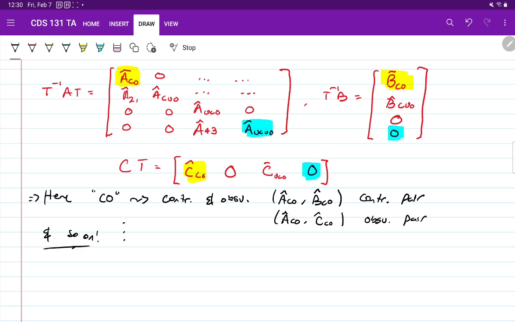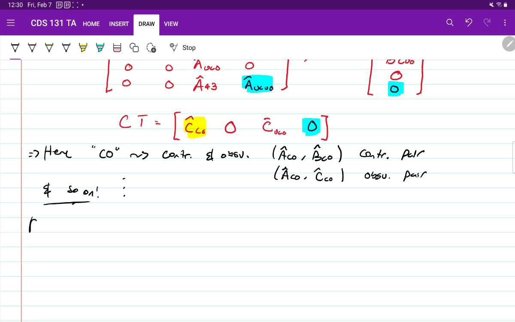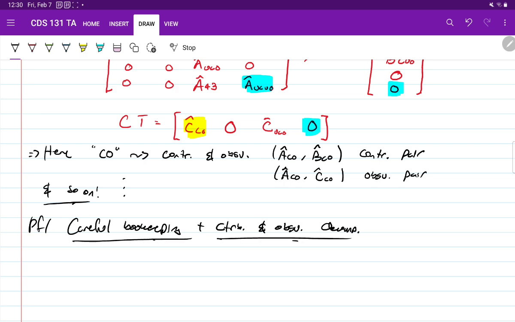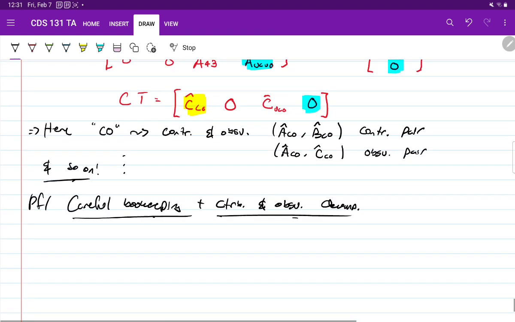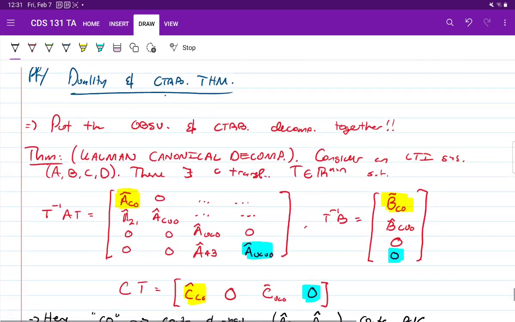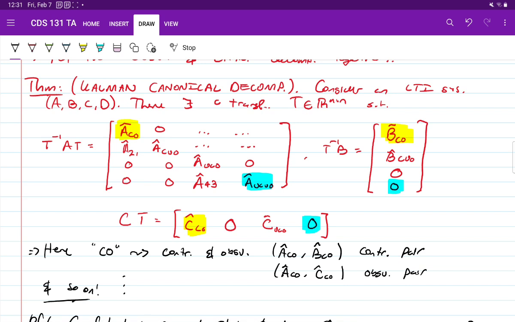So on. All right. So the proof is just careful bookkeeping plus controllability and observability decompositions, okay? There's a couple more arguments that need to be made with respect to invariance, but this is really the gist of the idea, okay? So again, this will be in the notes. All right, fantastic. So we're gonna leave our basic discussion of controllability and observability over there, right?